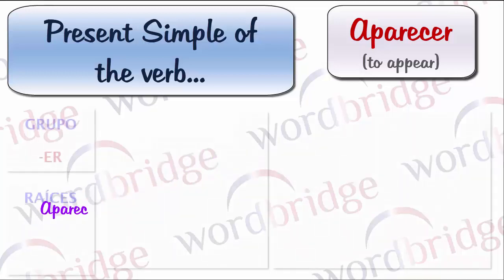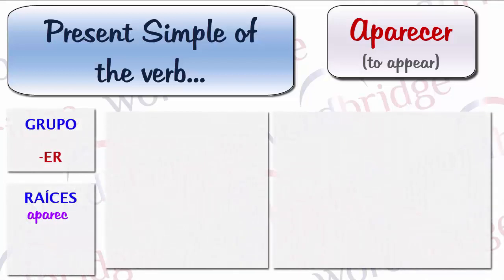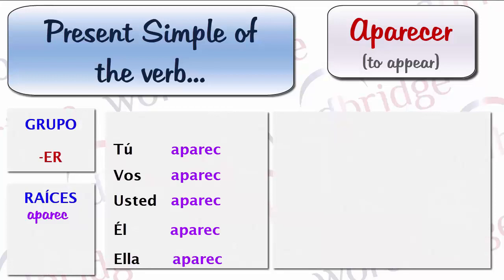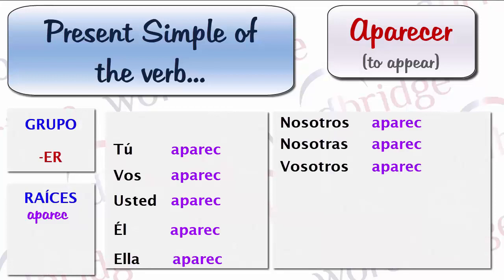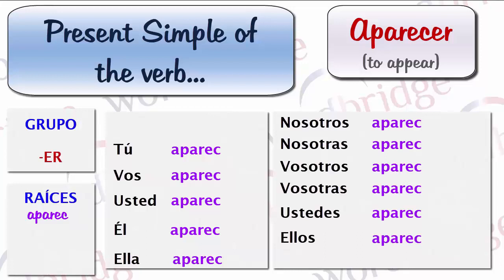Let's see. The root remains the same for all the pronouns except for the pronoun yo, which has a small change. We'll have to add a z right before the c. So, we already have the first part of the conjugation in present simple, the root. Now, we must add the ending belonging to each pronoun.